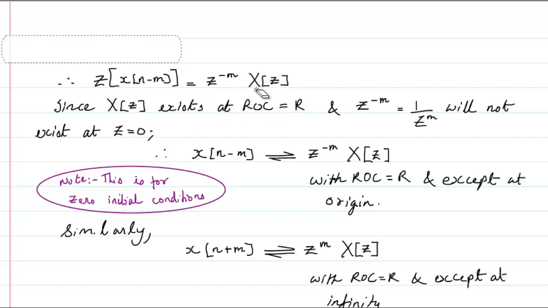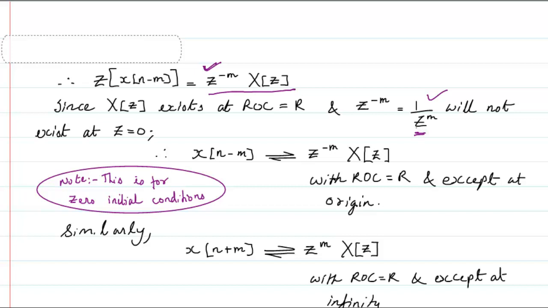Now for this whole function to exist, we will see that this has to also exist. That means this should not be infinity. For this not to be infinity, that means 1 by z raised to power m will not exist, or this will have a value of infinity only if z is equal to 0.